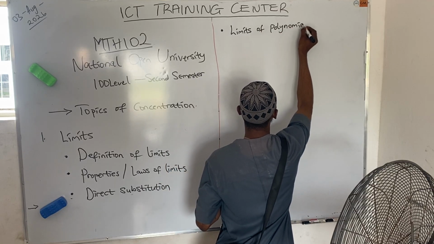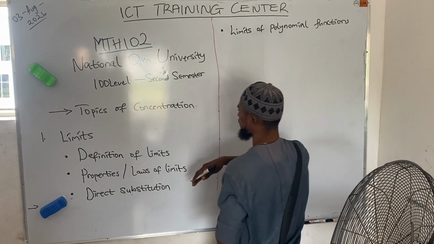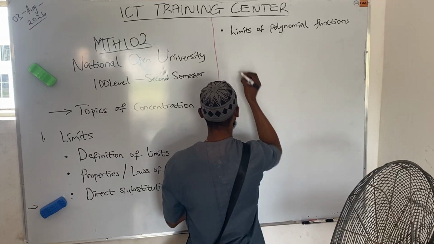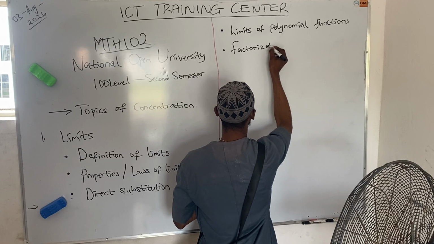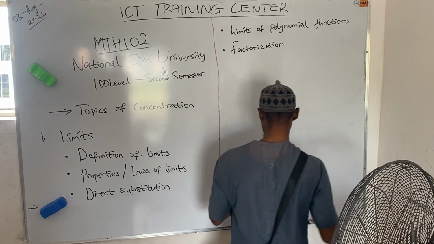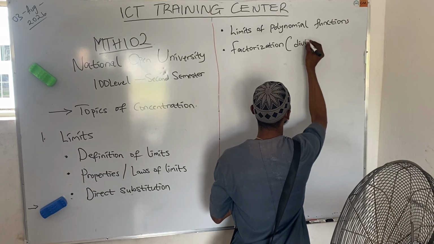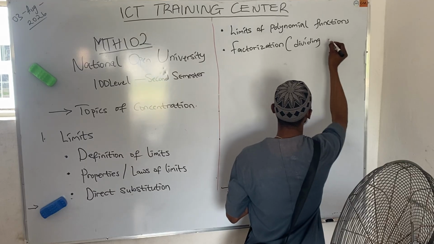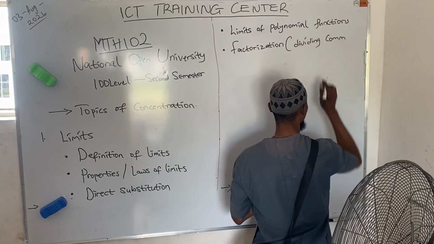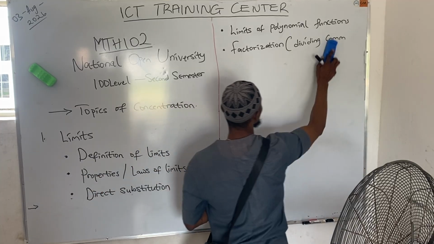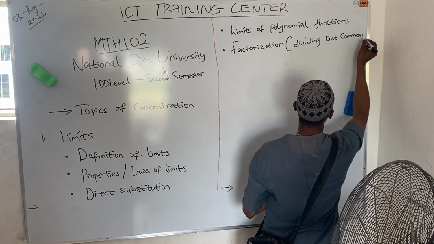Polynomial functions. Right? Please write with me so that I can erase the other part, okay? So then the other one here is factorization. Factorization, okay? So we're going to be talking about dividing out common factors. Let's put it this way, dividing out common factors.